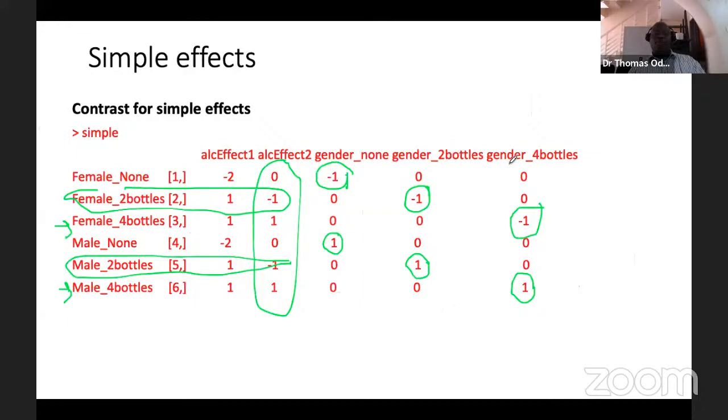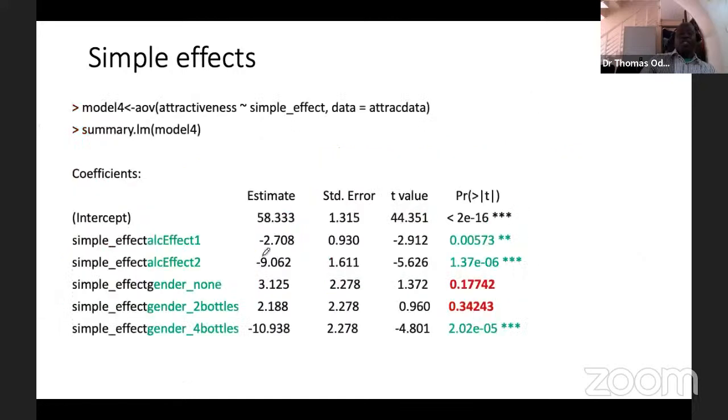And then here we fix at 2. So female 2 and male 2. So remember here, male and female only. We are only interested in male and female with 2, male and female with 4. So there are only 2, one is negative, one is positive. So once you have this, you include it into your model, and then once you run the summary, you get the simple effects.